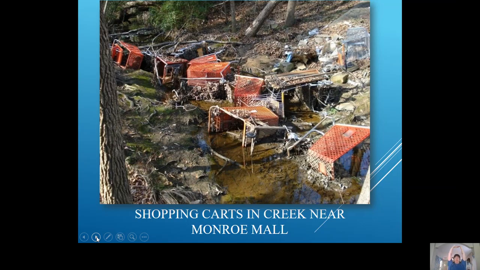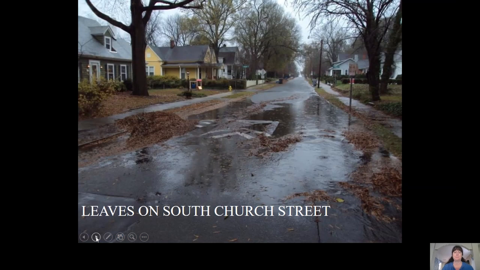Shopping carts in the creek near Monroe Mall. This used to be where the Big Lots used to be in Monroe Mall. These were all the Big Lots shopping carts that people, why? I don't have any idea, would just toss down into the creek from the mall parking lot. So fun stuff. And we do go and clean up this creek every year. Leaves on South Church Street. Again, the leaves being piled up, they clog the storm drains, and then you get a lot of flooding on the streets that is very hazardous.